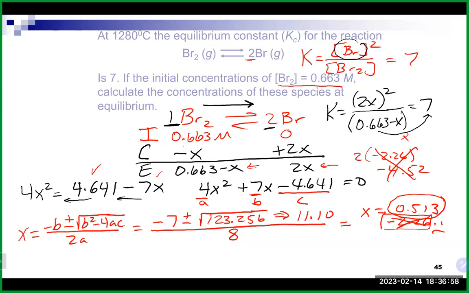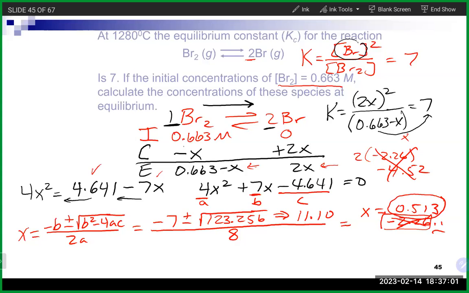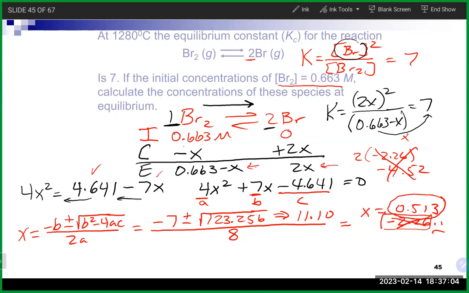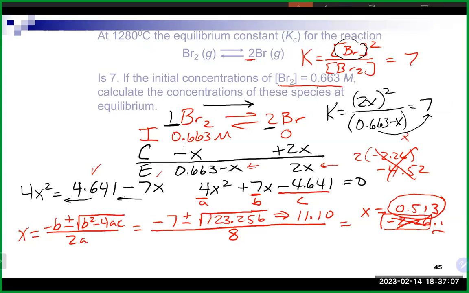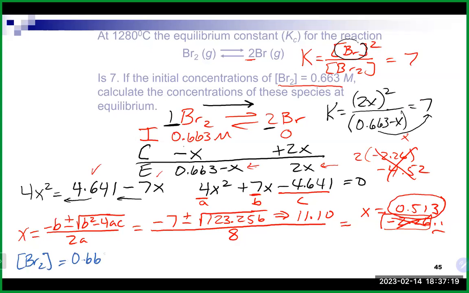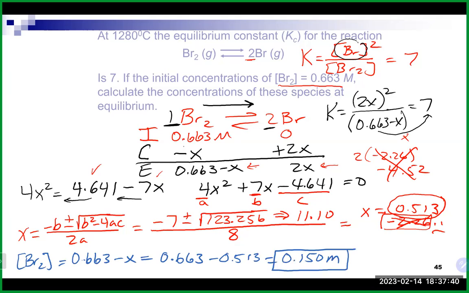So because that is the positive value, we can now zoom out and go backwards. There we go. We can now put that correct value in. So we're going to take this 0.513, and that will give us our concentration of Br2, which at equilibrium is 0.663 minus x, gives us 0.663 minus 0.513, and that gets us 0.150, and we do need a concentration unit there, so molarity should reappear.